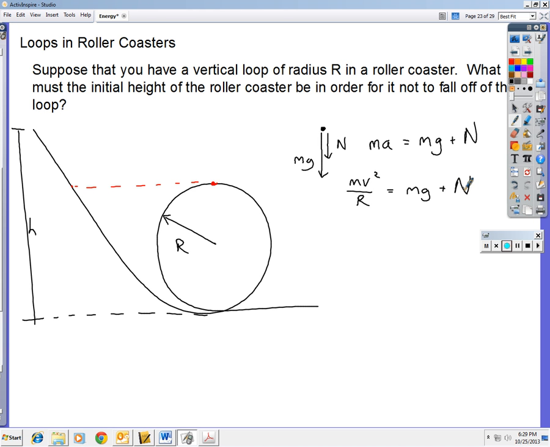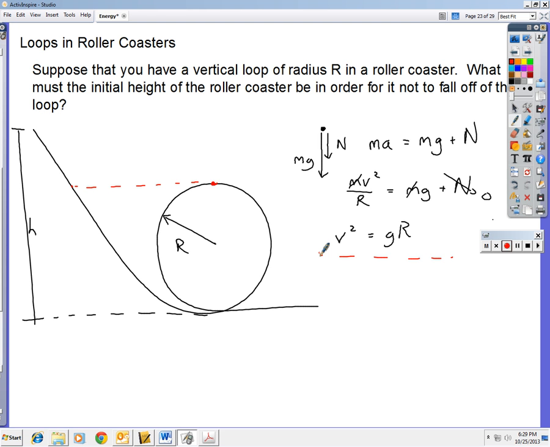The minimum velocity is going to come when N equals 0, because that represents the point at which the roller coaster falls off the track, loses contact with it, no more normal force. So we'll say N equals 0, divide both sides by m, and find that the minimum speed is given by the equation v squared equals g times r. And I could say v equals the square root of gr, but I'm going to leave it like that for reasons that you should see shortly.